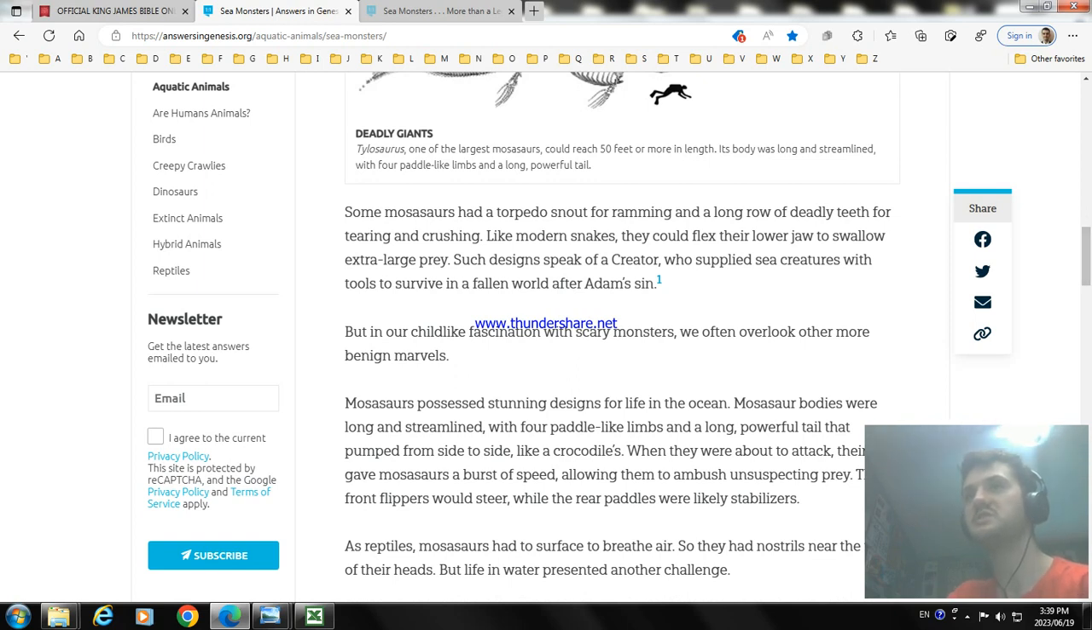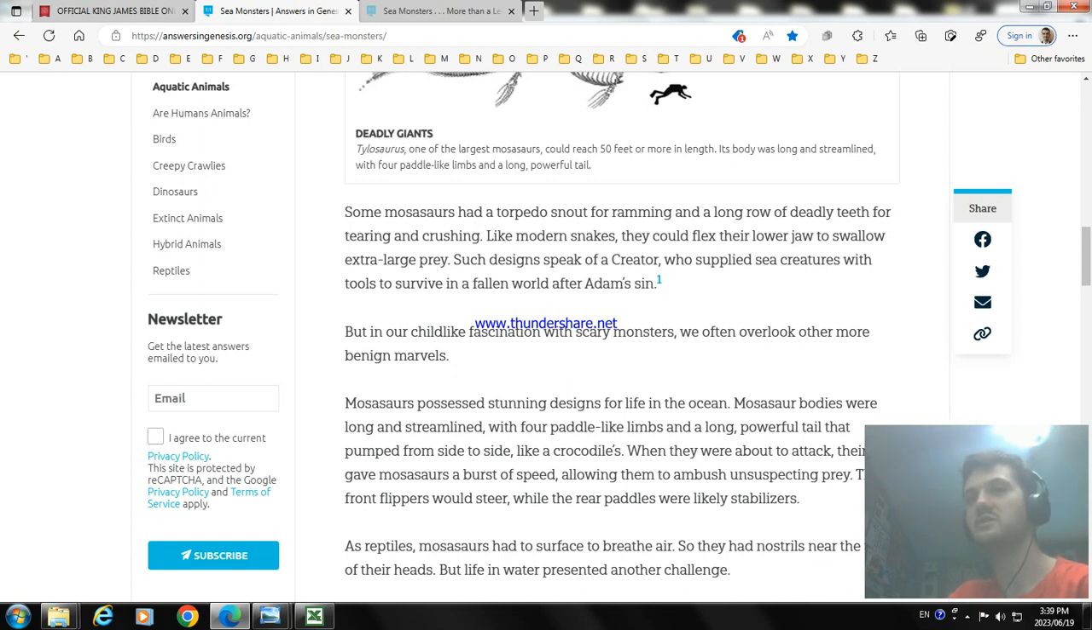Some mosasaurs had a torpedo snout and a long row of deadly teeth for tearing and crushing. Like modern snakes, they could flex their jaw and swallow extra large prey. Such designs speak of a creator who equips his sea creatures with tools in the fallen world of Adam's sin. For our childlike fascinations with scary monsters, we often overlook other, more benign marvels. Mosasaurus shows stunning designs for life in the ocean.